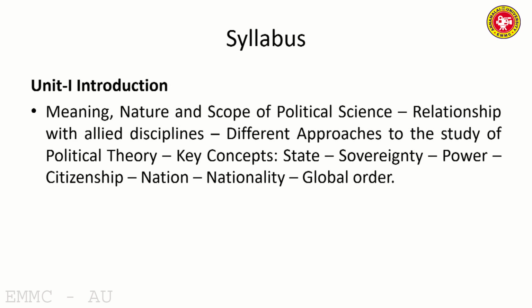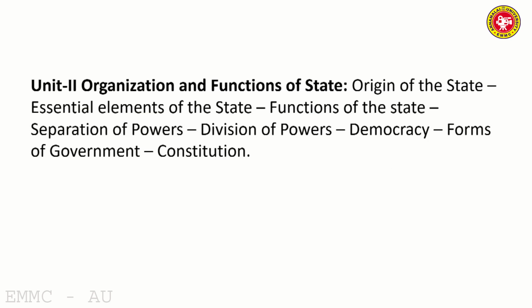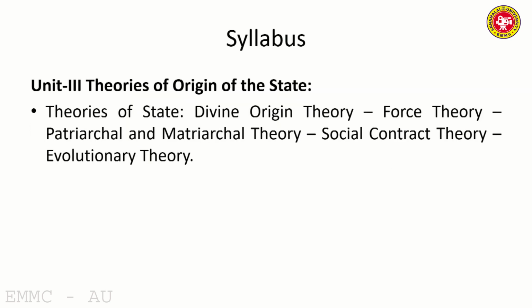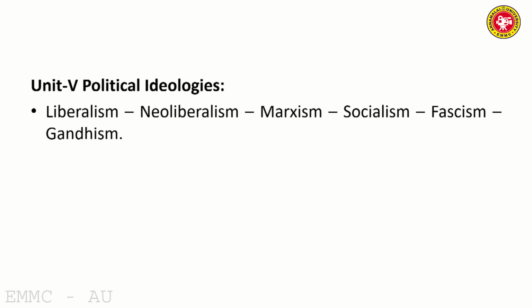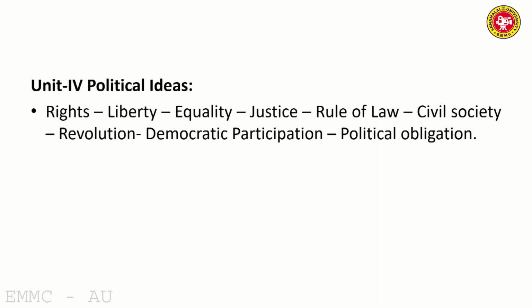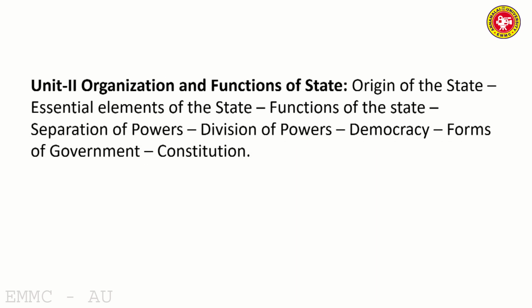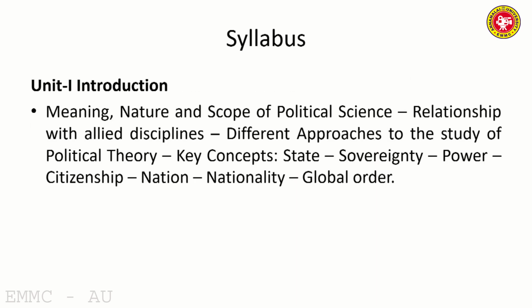Next we will move on to the principles of political science syllabus. Looking at the political science syllabus, especially the principles of political science, the first unit deals with introduction. I will quickly tell about the units: the first unit is introduction, the second unit is organization and function of the state, the third unit is theories of origin of the state, the fourth unit is political ideas, and the fifth unit is also political ideas. That means they have been divided into two parts. So, let us go through it in detail.